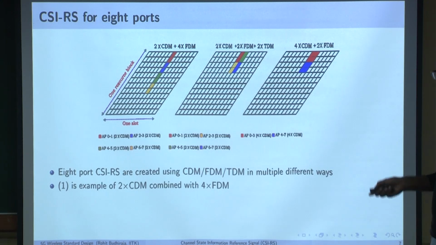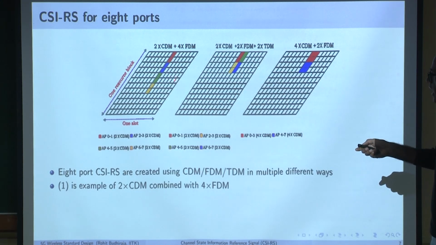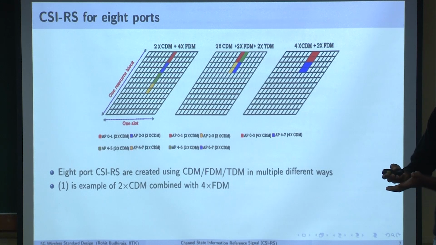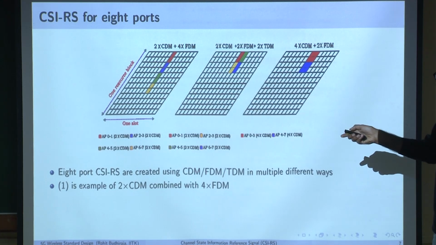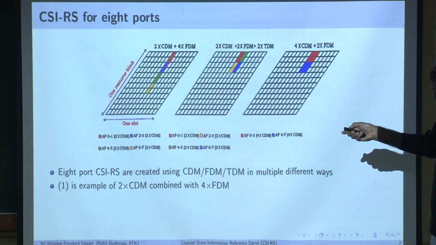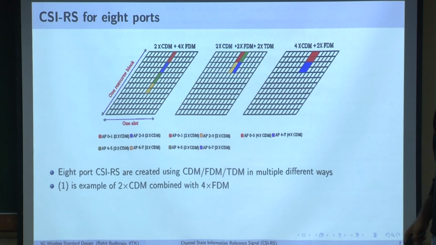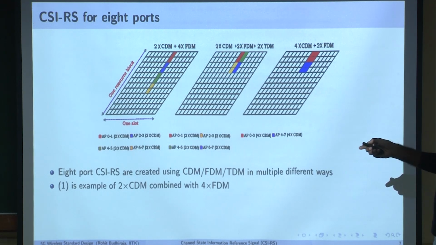How am I creating them? I'm using this same code, and then I'm using frequency division multiplexing. How is this frequency division multiplexing? These coming over here do not interfere with each other. This is another 2 port, this is another 2 port, this is another 2 port. That's how you should read it: 2 cross CDM plus 4 cross FDM, a total of 8 ports. That's the terminology which is used in the standard, so you should get used to it.